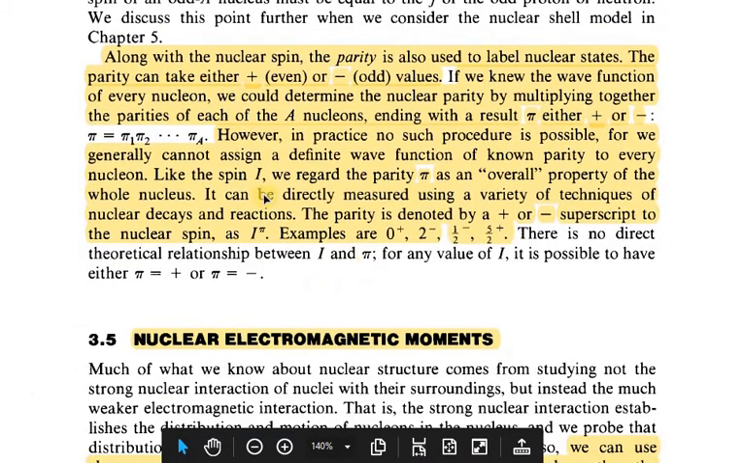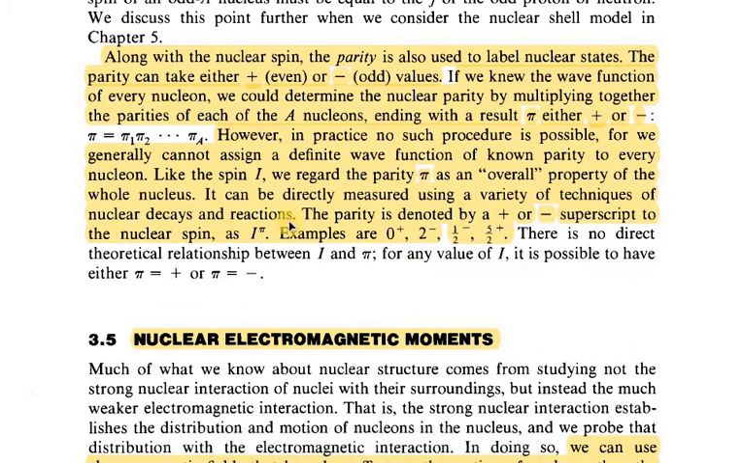It can be directly measured using a variety of techniques of nuclear decays and reactions. The parity is denoted by a plus or minus superscript to the nuclear spin as I^pi, for example 0+, 2-, 1/2-, 5/2+. So we represent the parity with the nuclear spin I^pi.